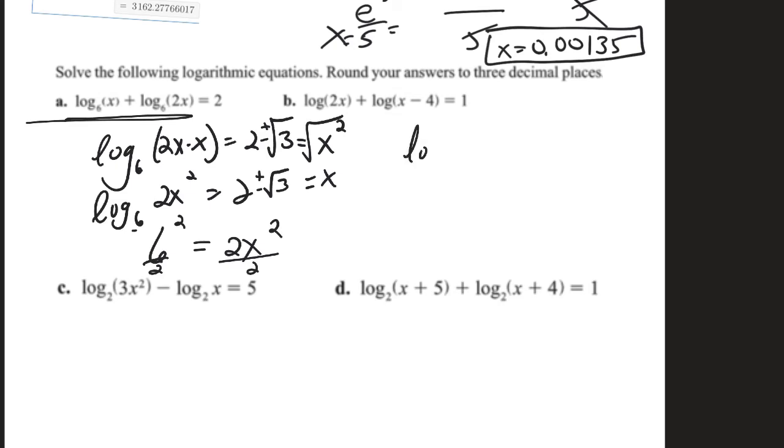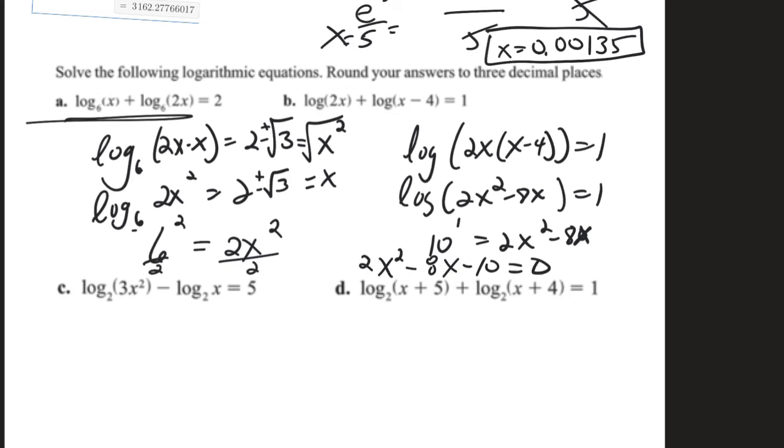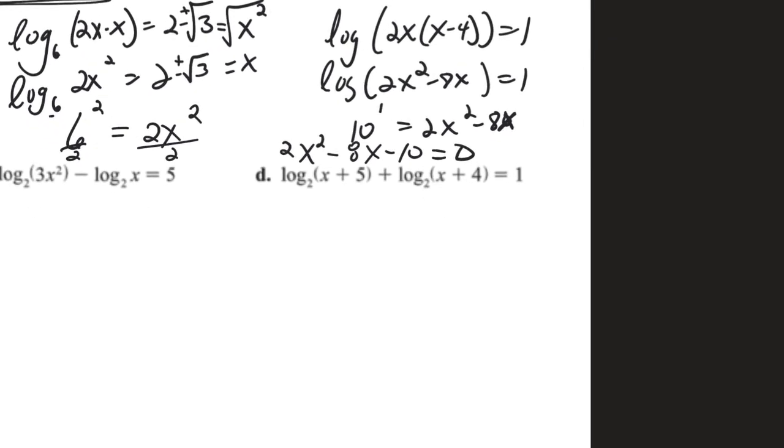Okay, for B, I'm going to have the log of 2x times x minus 4 equals 1. And that is the log of 2x squared minus 8x. Now, I want to write this in exponential form. So I'm going to have 10 raised to the power of 1 equals 2x squared minus 8x. And I'm going to subtract 10 from both sides, which is going to end up giving me this. What can I do with this? I can solve this by factoring it. I can factor a 2 out.